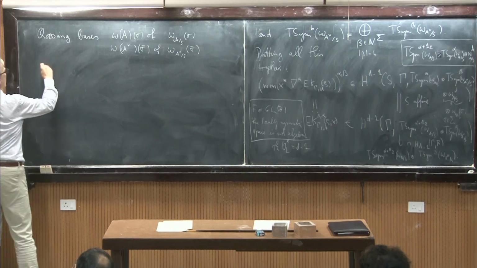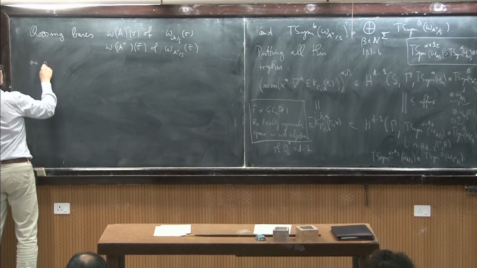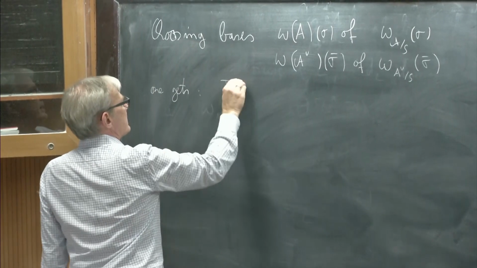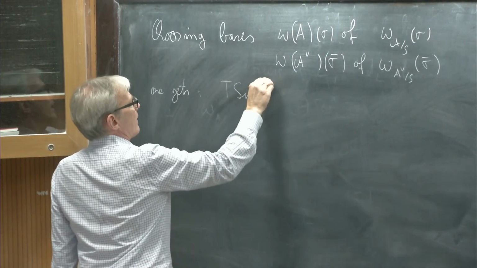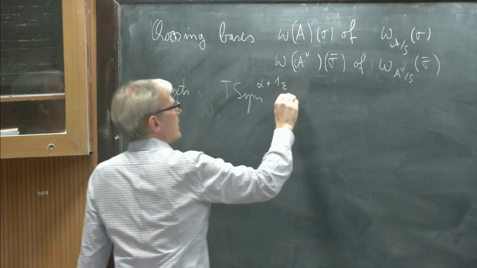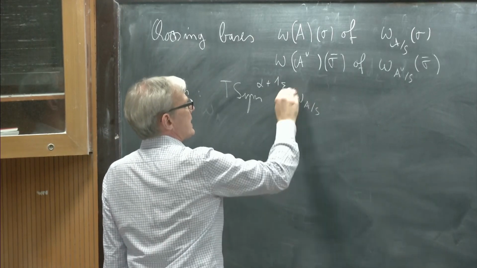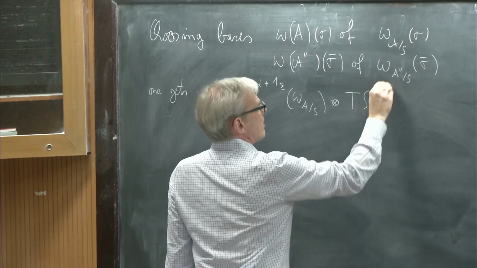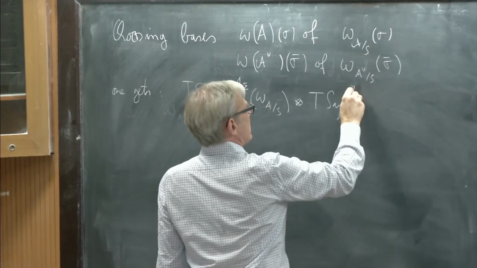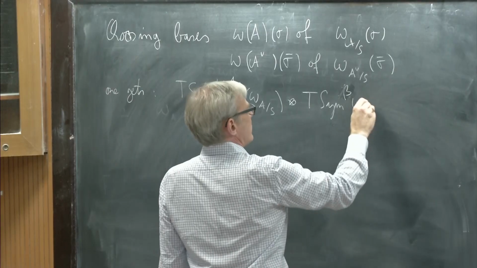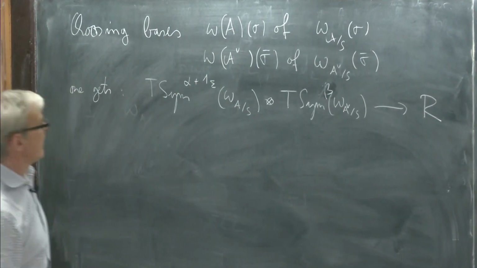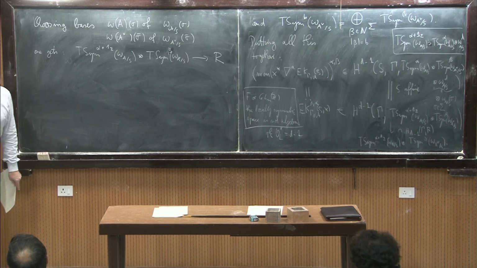One can trivialize this bundle, and one has a map from this T-sim alpha plus 1 sigma omega AS, T-sim beta, omega A dual S to R, by evaluating at their spaces.